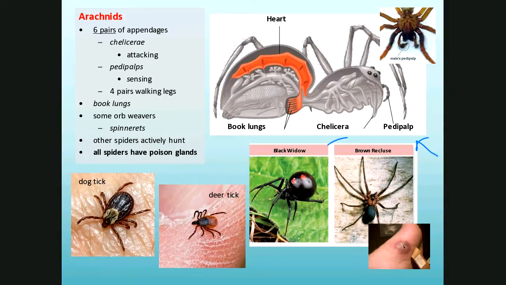6 pairs of appendages, 4 pairs of walking legs, the 6th pair being the pedipalps. Book lungs, like we talked about. Some are orb weavers, and if they are orb weavers, back here they'll have something called spinnerets. And spinnerets are what produces the silk that they use to make their webs out of. Now, all spiders have poison glands. Not all spiders are orb weavers, but other spiders actively hunt, so they don't make a web expecting something to fly into. They go out and try to find it.